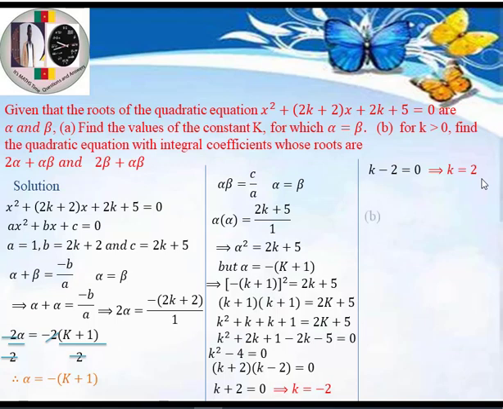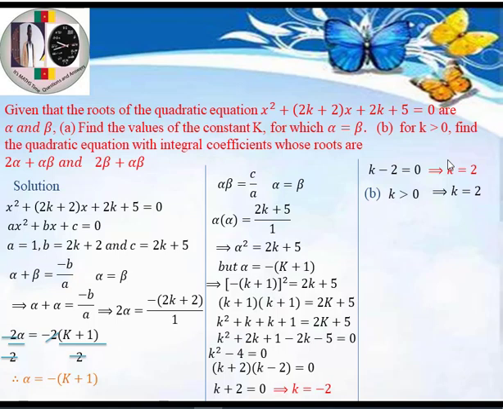Then the b part of the question says that with the value of k that is greater than 0, for k greater than 0, which value is greater than 0? Minus 2 is less than 0 and 2 is greater than 0. So for k greater than 0, we'll be concentrating on the value k equals to 2.